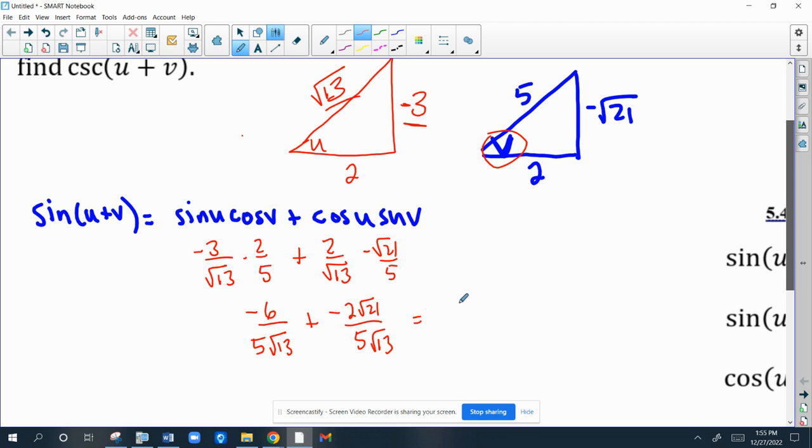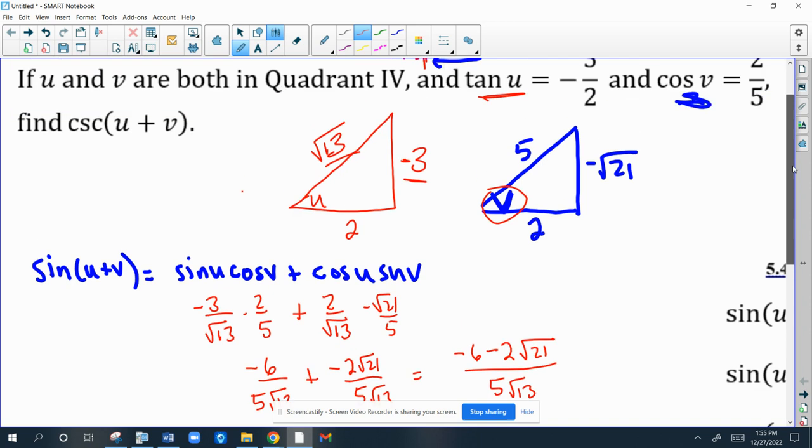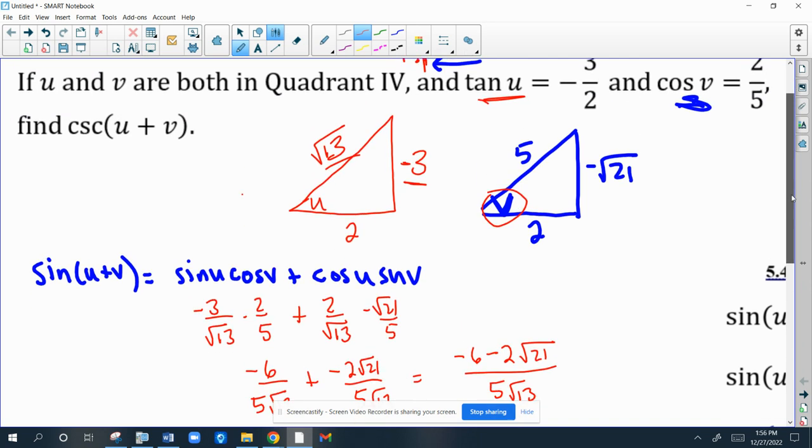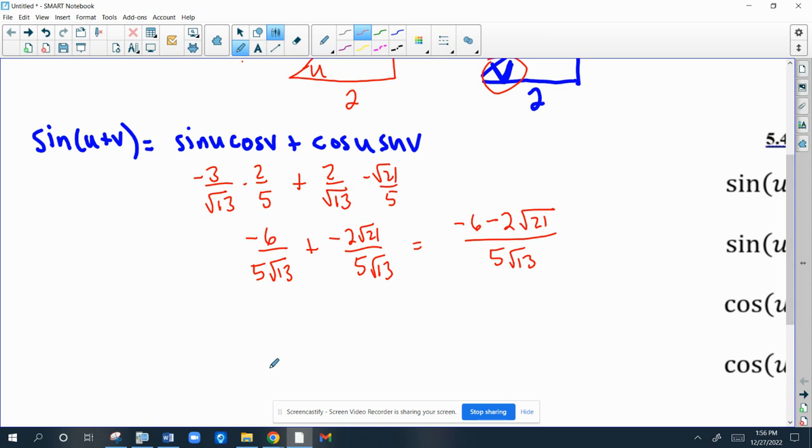They do have common denominators, so the sine of u plus v is negative 6 minus 2 root 21 over 5 root 13. That's sine. We're trying to figure out cosecant. So cosecant of u plus v is just the reciprocal. So I'm just going to flip that thing.